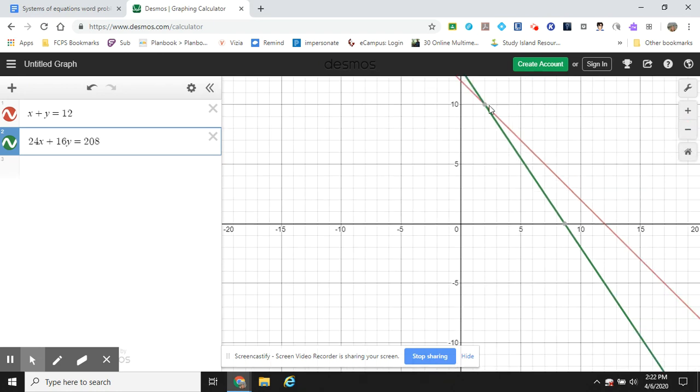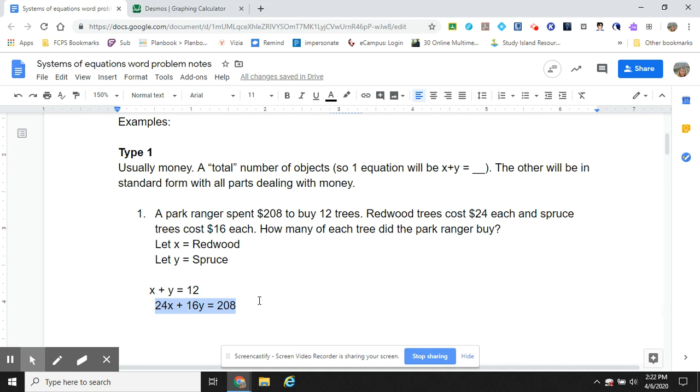So if I zoom out one time, I can see my intersection point is the ordered pair (2, 10). So I know that x is 2 and y is 10. Well, x was the number of redwood trees. So you're going to say the ranger buys 2 redwood trees and 10 spruce trees. And that came from Desmos, in case you weren't sure about that.